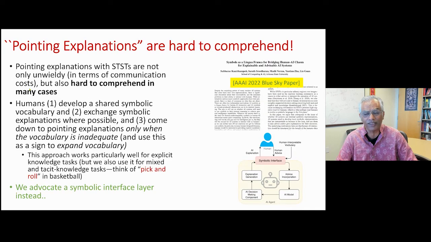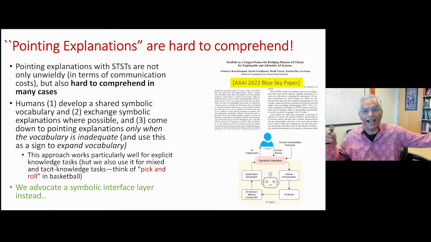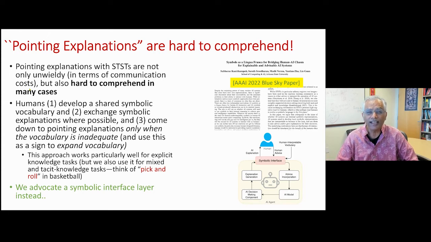And that's unfortunately not as good from a human perspective, because pointing explanations are quite hard for us humans to comprehend, not only in terms of being unwieldy, in the sense that I would have to provide you a video of my life with some annotations on it to explain any of the decisions I have made, but they're also really hard for humans to comprehend in most cases. So humans instead develop a shared symbolic vocabulary and exchange symbolic explanations where possible, and come down to pointing explanations only when the vocabulary becomes inadequate, and use that as a sign to expand the vocabulary.